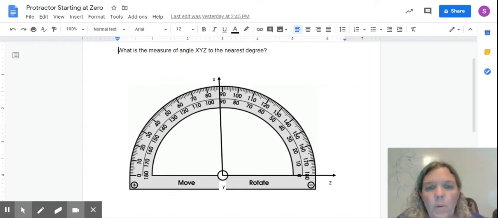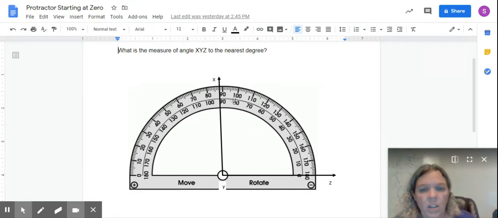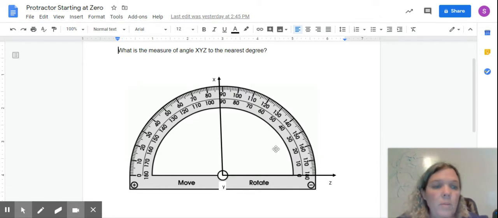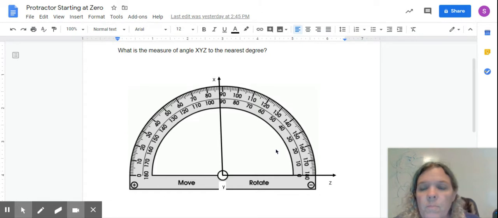Okay, so you're still having problems reading the protractor and figuring out measurements. So there's two different scales on a protractor. One is called the outside scale and one is the inside scale. I'm going to show you that it doesn't matter which scale you use, you're still going to get the same answer. On this protractor, it says, what is the measure of angle XYZ to the nearest degree?